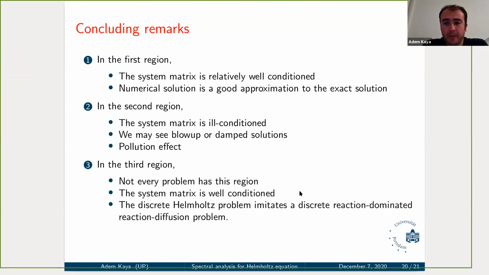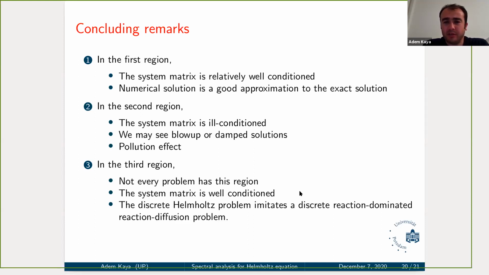In the third region, not every problem has this region. The system matrix is well conditioned. The condition number is close to one. And this is definitely an advantage in obtaining the solution of the discrete problem. However, the discrete Helmholtz problem imitates a reaction dominated reaction diffusion problem. Here in this region, I can set up a reaction dominated reaction diffusion problem such that its discretization with a standard scheme gives the same discrete problem.